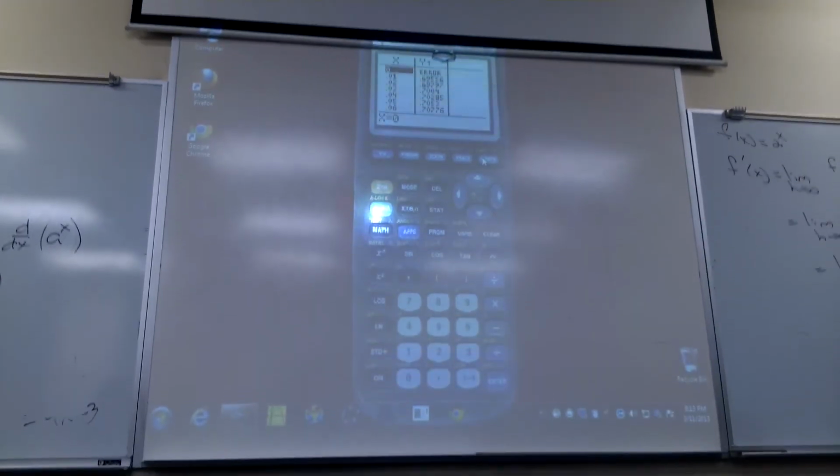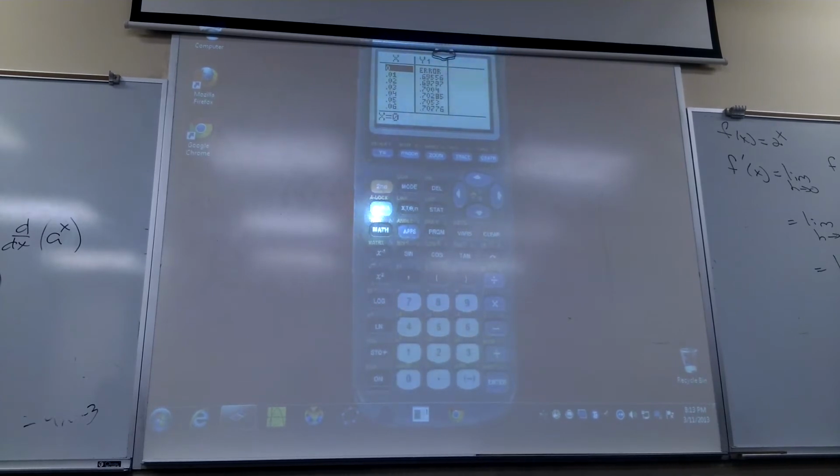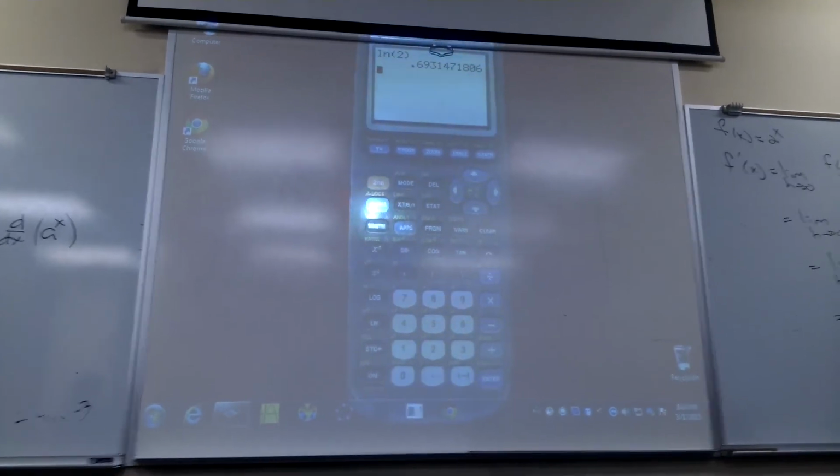Actually, let me zoom in really far. Let me go into my table set. I'm going to increment my table values by not 0.01, but 0.0001. And now let's check out what happens to this algebraic expression as x goes to 0. It's getting closer and closer to 0.69317. Actually, if I get out of here and I compute the natural log of 2, it's that value. As a matter of fact, I think this ends up evaluating to nothing more than a constant, which is the natural log of the base of my exponential expression.